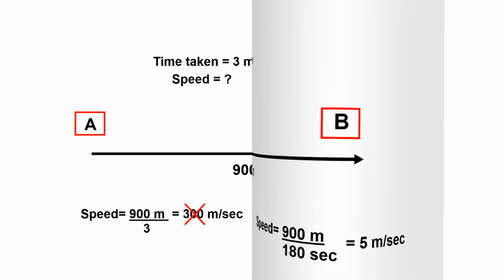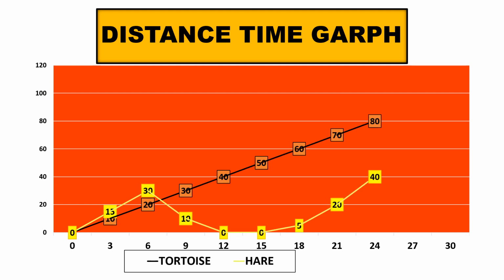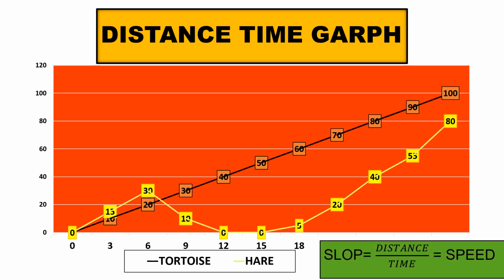If we draw the line graph between distance covered and time taken for both the animals, we can see the graph for the tortoise is a straight line, depicting equal distances covered in equal intervals of time. On the other hand, for the hare it is non-linear. Here the slope of the graph indicates speed, which is distance covered per unit time.